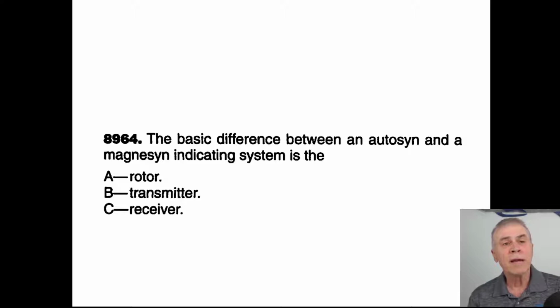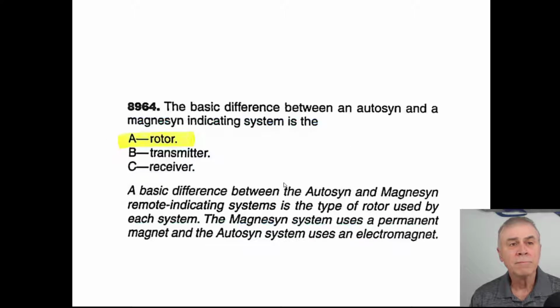And kind of to conclude it, the basic difference between an autosyn and a magnesin indicating system is the big difference here. We could probably point out some of the more specific differences, but the basic difference is the rotor. One's a permanent magnet, magnesin. One's an electromagnet, autosyn.